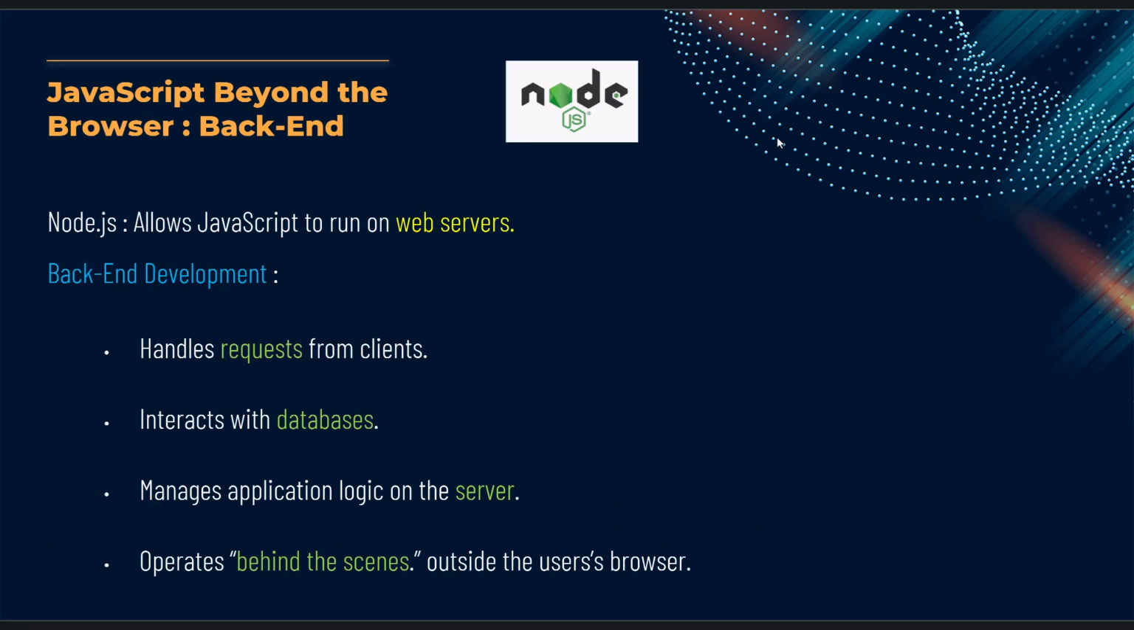Now, while JavaScript is famous for making websites interactive in the browser, what we call front-end development, its talents don't stop there. Thanks to tools like Node.js, JavaScript can also run on web servers. This means you can use JavaScript to write back-end code, the code that handles requests, interacts with databases, and manages application logic on the server completely outside of a web browser.